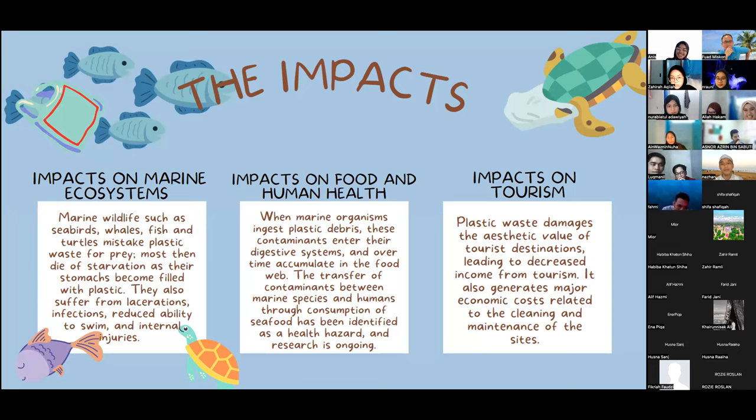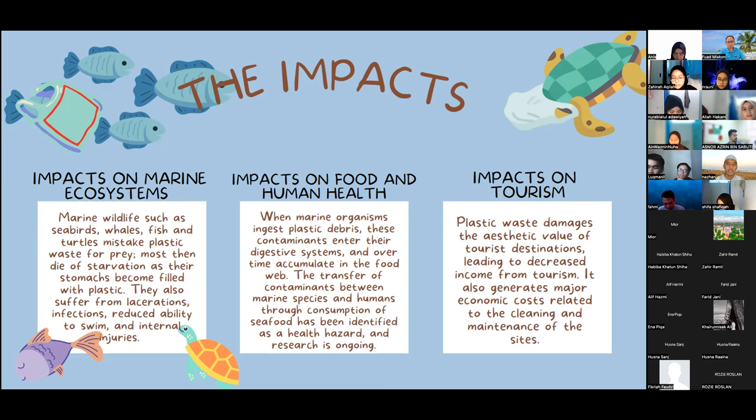Most of them then die of starvation as their stomachs become filled with plastic. They also suffer from laceration, infection, and reduced ability to swim, such as a seal who is stuck in the plastic that stuck to the coral reef, if you can imagine. So the seal cannot swim, and when they cannot swim, they will die of suffocation. And the last one, floating plastic also helps transport invasive marine species, thereby threatening marine biodiversity and the food web.